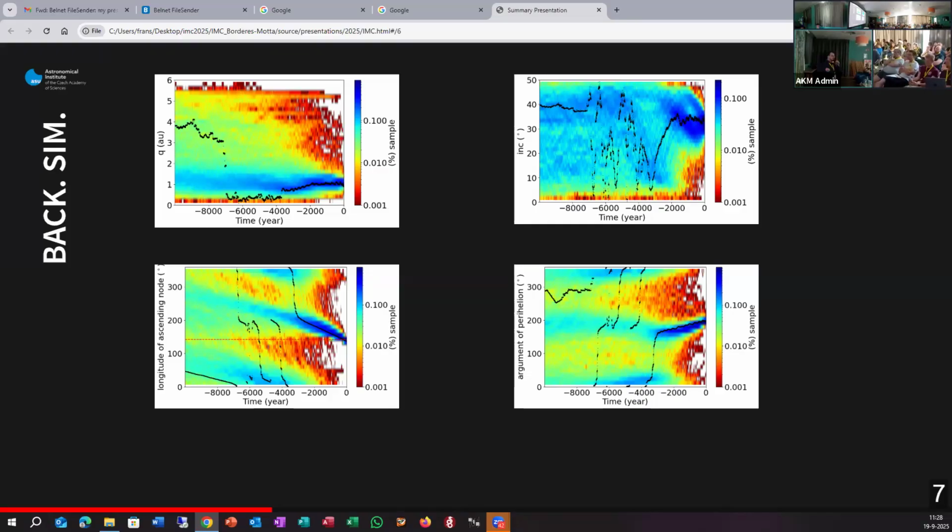In black, we have a mean of the orbital elements of this meteor shower, just to have an idea of the mean. And we see the blue area, that is a more dense region of clones. When we have this blue, it is more indicative that we can simulate on this area. This more or less for all orbital elements goes well until 2000 years ago.